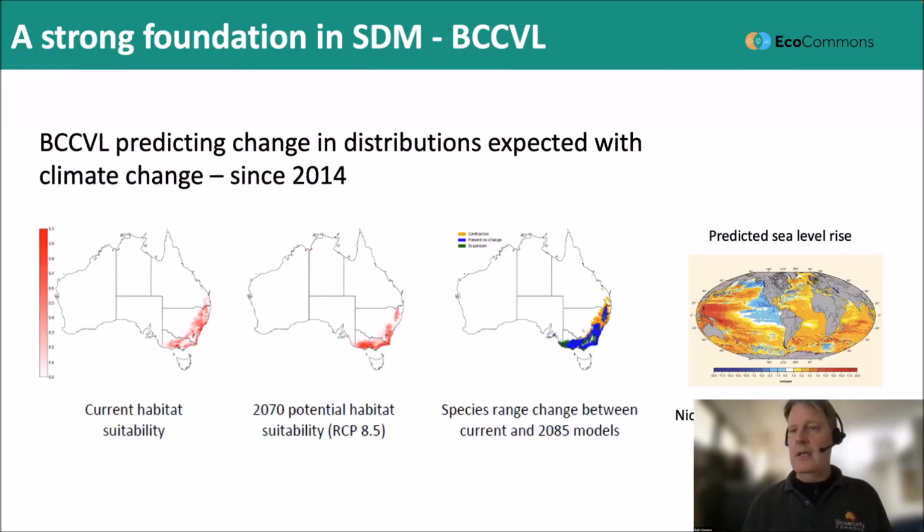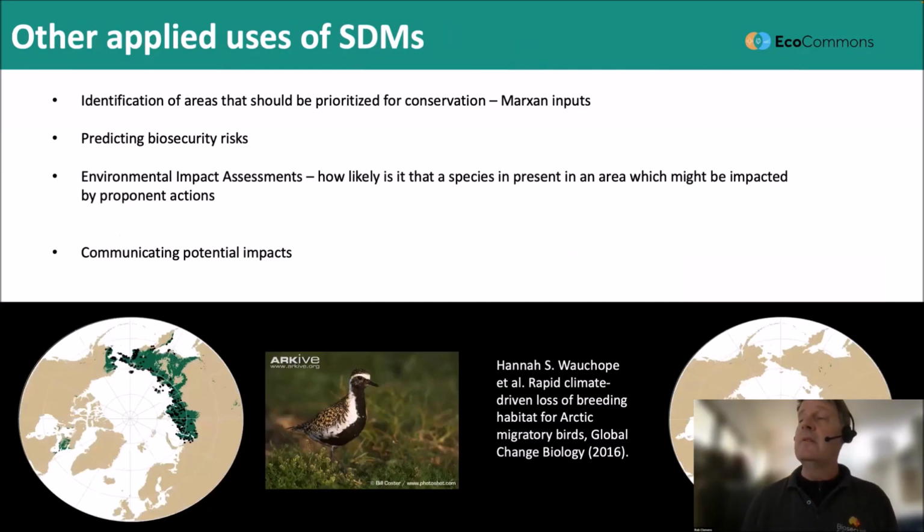And again, we're lucky at EcoCommons in that we've got, so BCCVL was the precursor to EcoCommons, started in 2014. So they've been developing SDMs and predicting how a species distribution is going to change in the future for a very long time. And so we're drawing on all of that expertise at EcoCommons and at Biosecurity Commons. And there's all kinds of other things you can use SDMs for. This is just a powerful way to communicate potential impacts of climate change, for example.